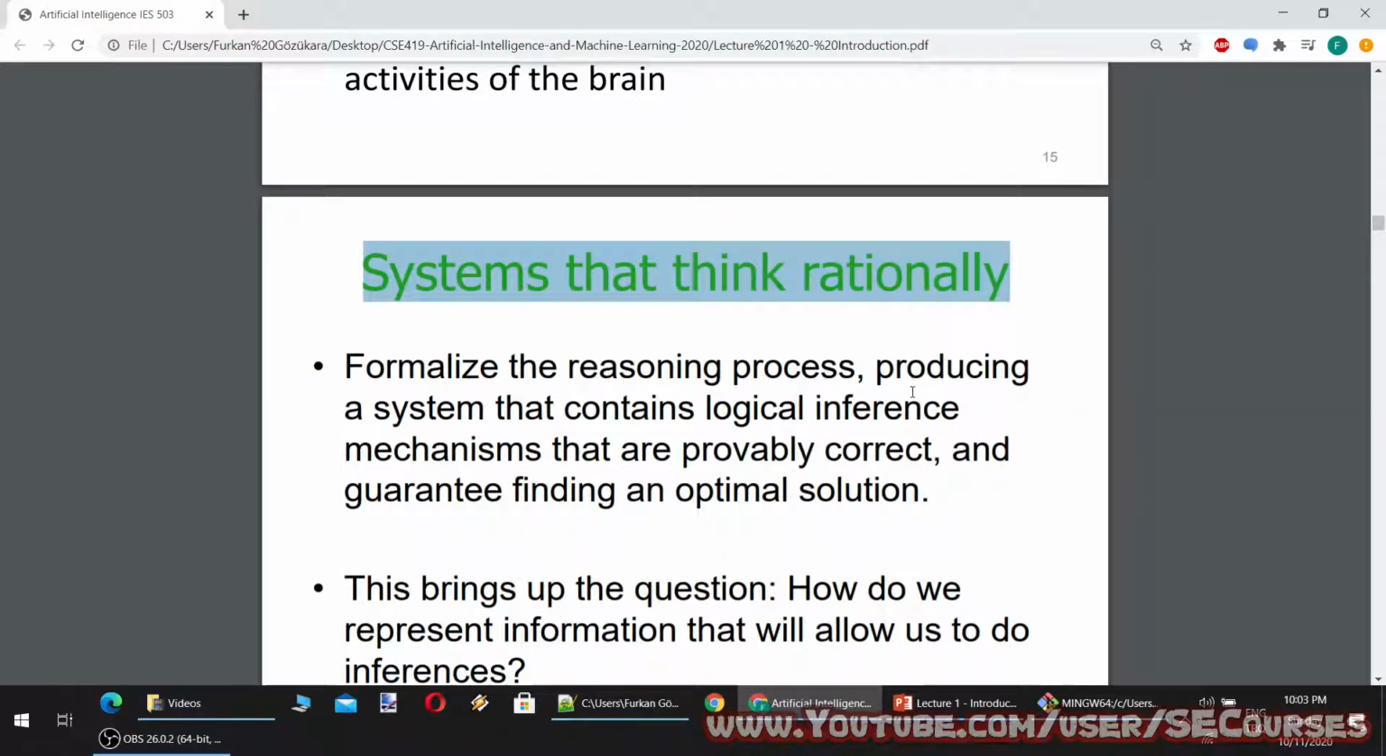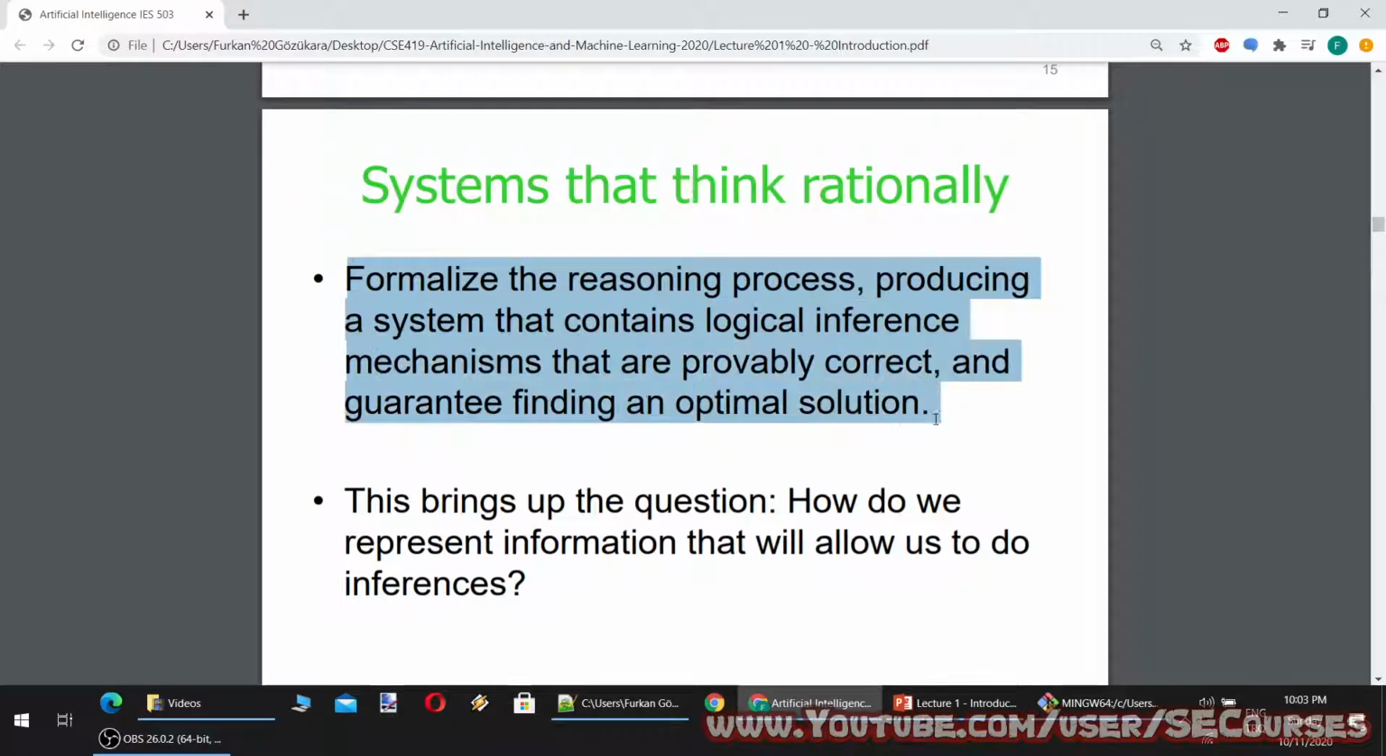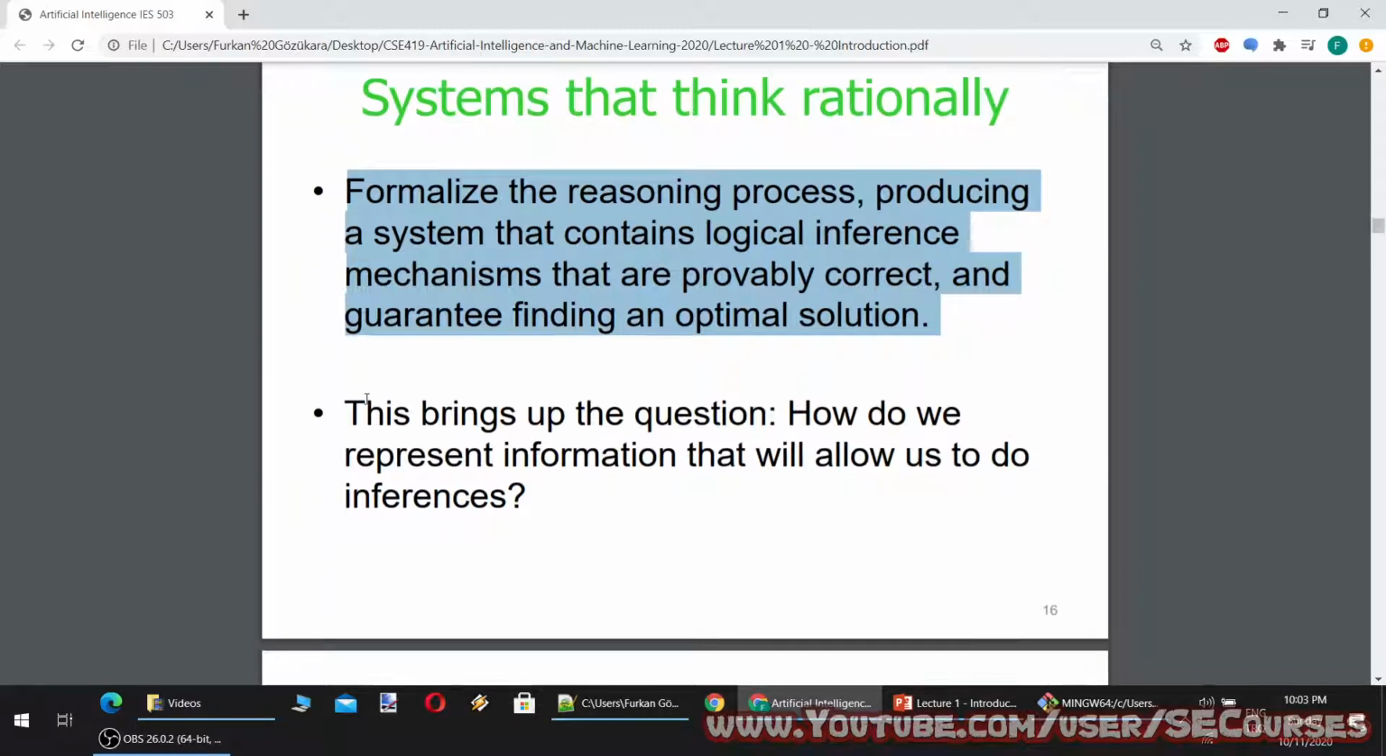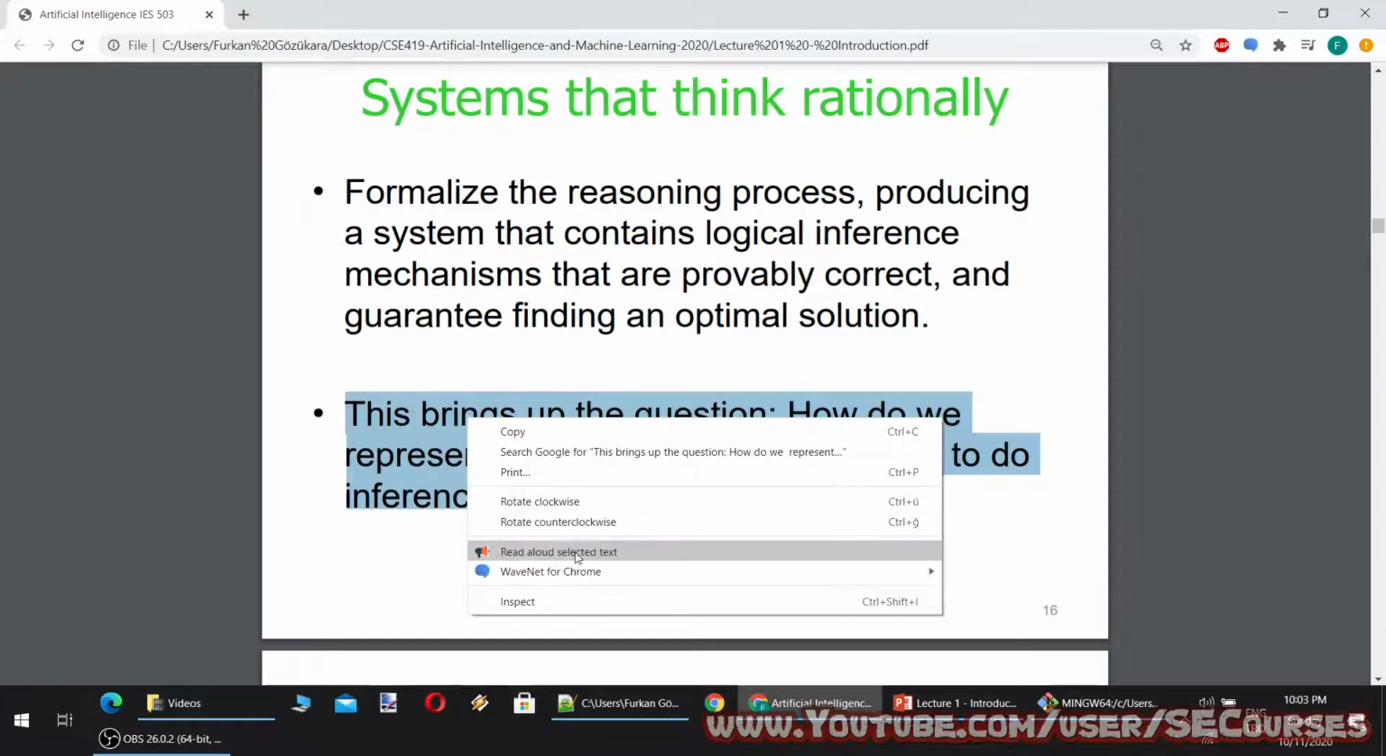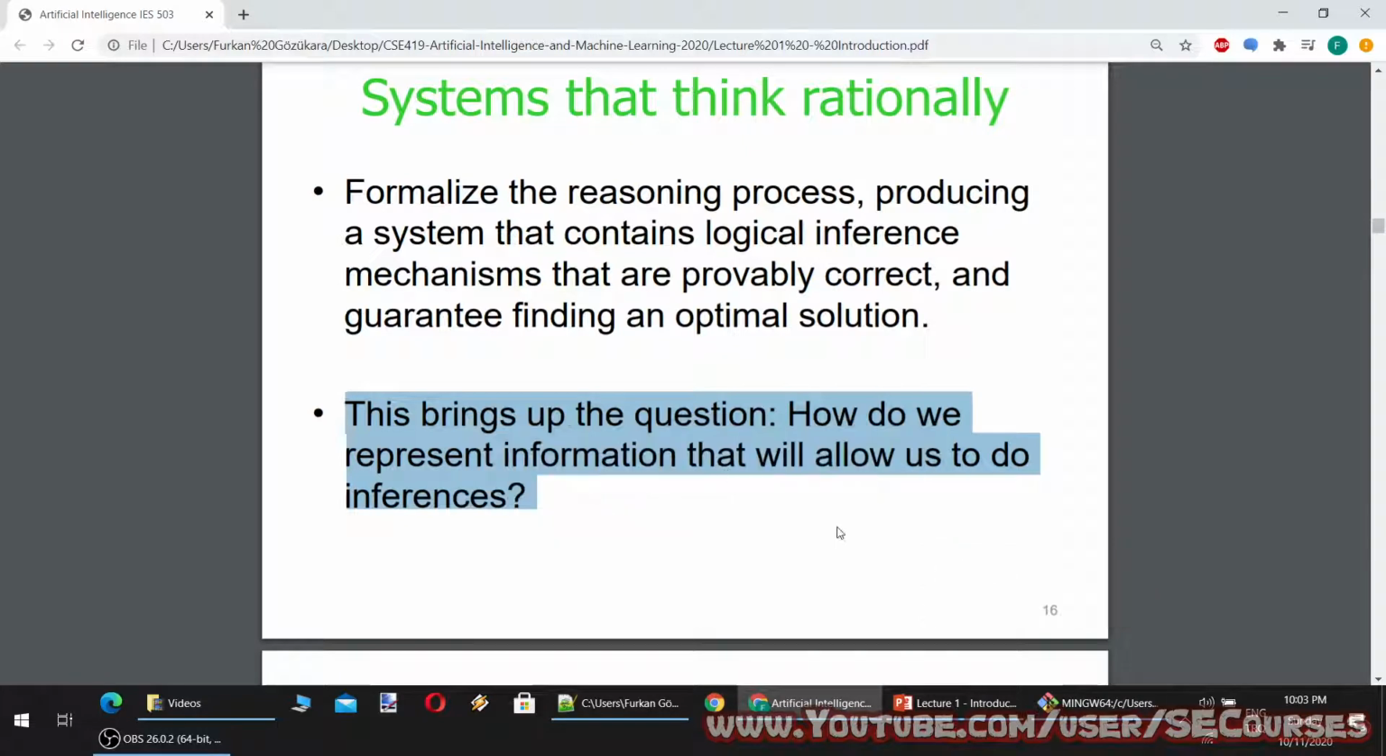Systems that think rationally. Formalize the reasoning process, producing a system that contains logical inference mechanisms that are provably correct, and guarantee finding an optimal solution. This brings up the question: how do we represent information that will allow us to do inferences?